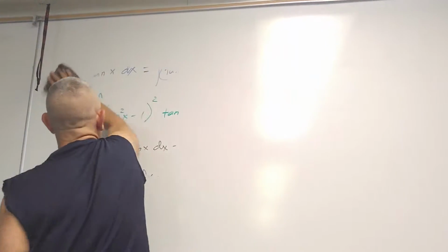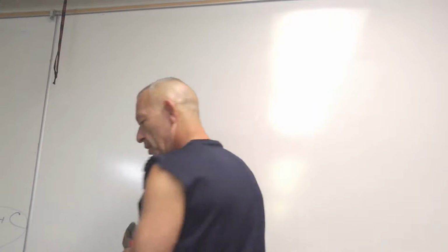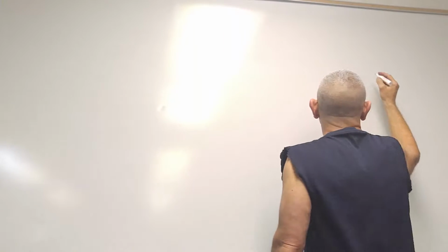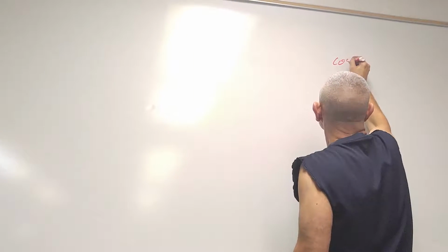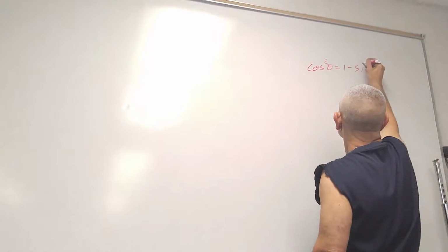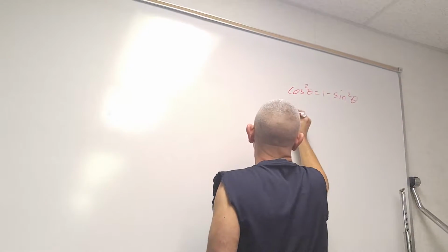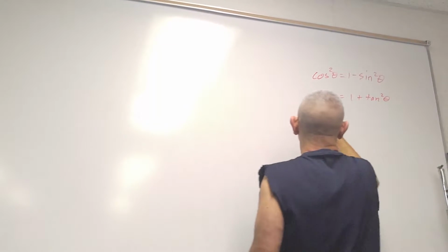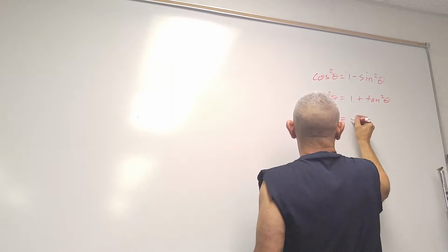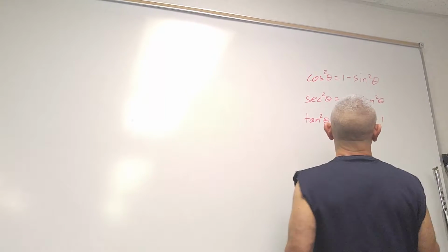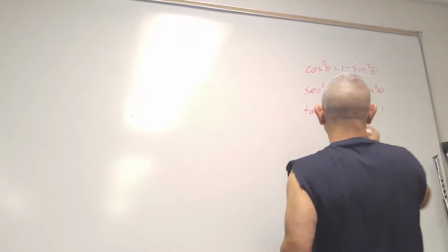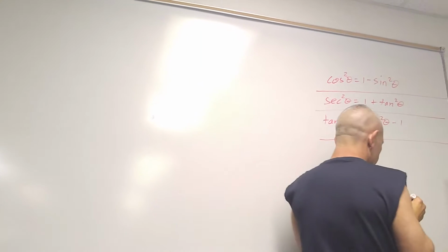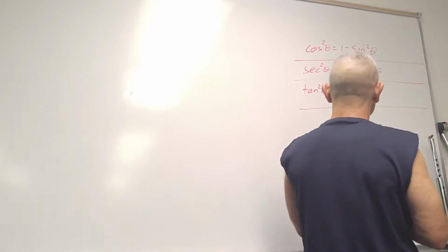So the three basic trig structures that you're hoping to mimic here are these. Usually we write cosine squared is 1 minus sine squared. Secant squared is 1 plus tan squared. And tan squared is secant squared minus 1. So typically, we're going to use these three trig formulas in three very related but slightly different situations.